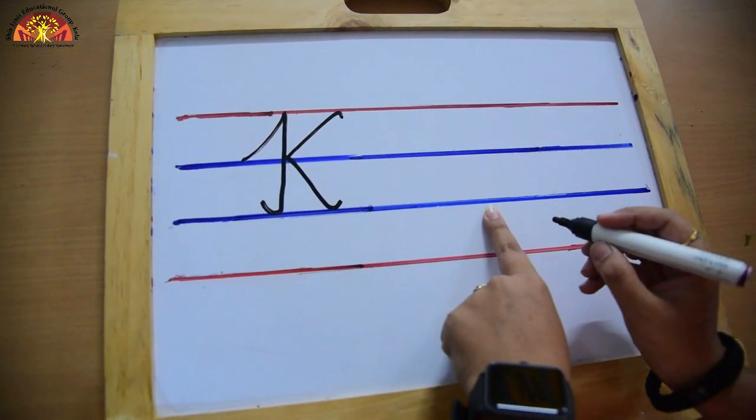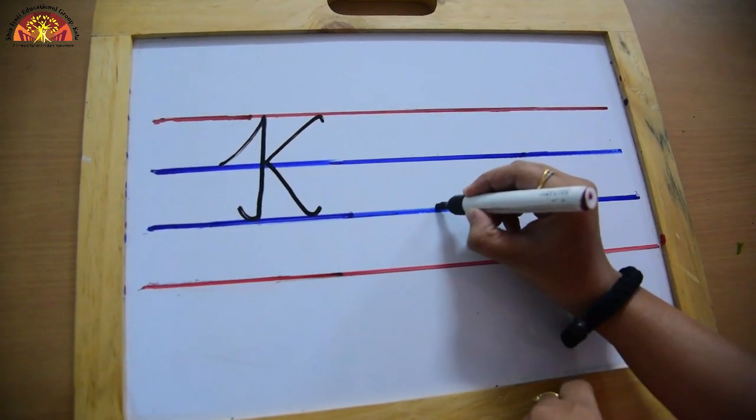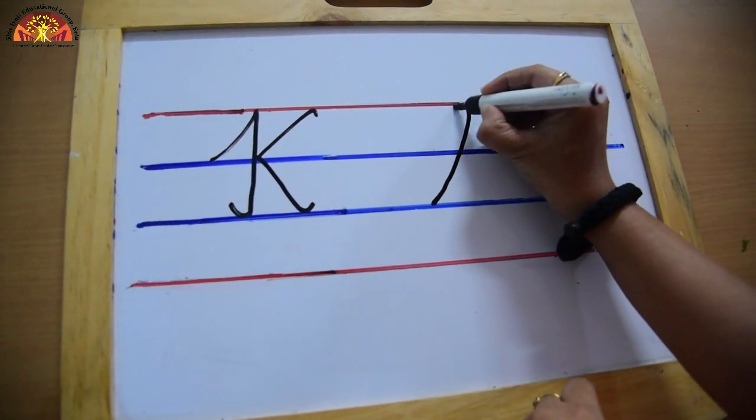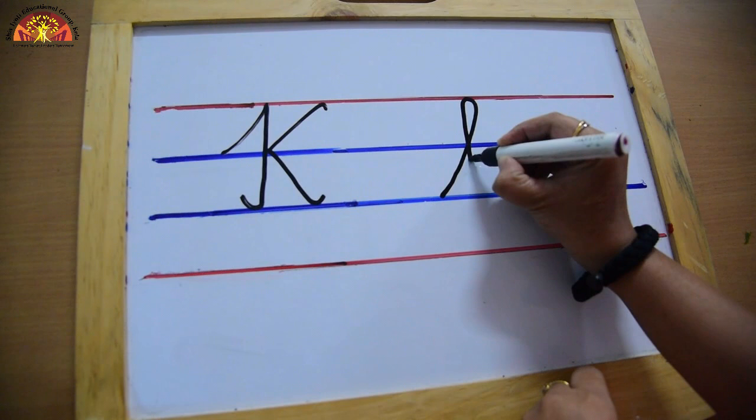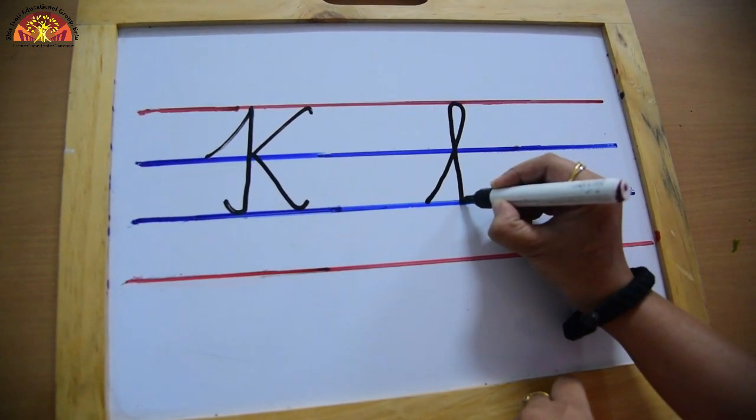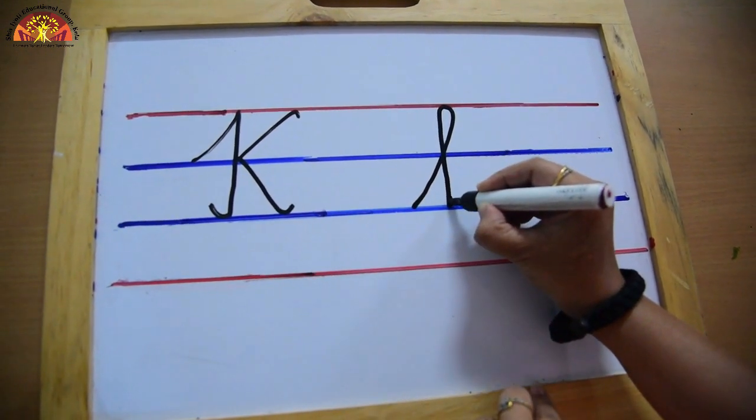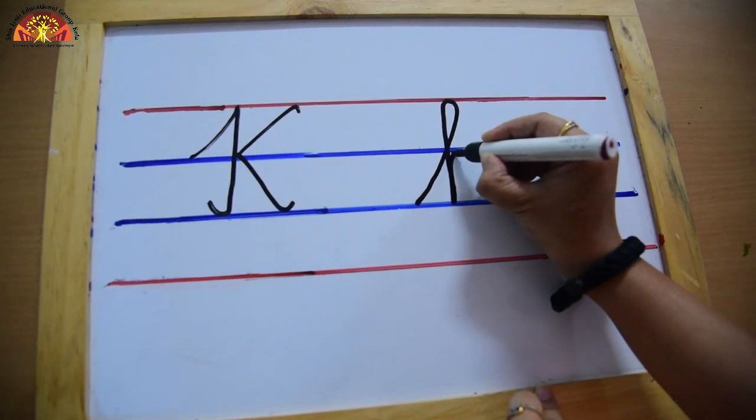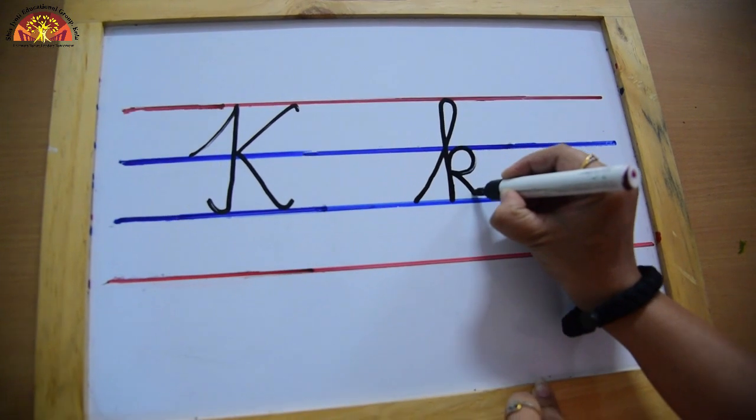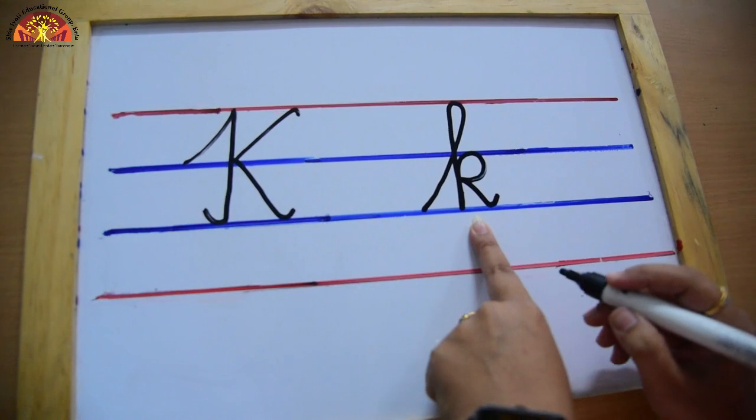Now we will draw small cursive K. So put the pencil on third line, draw slanting line, touch the first line, loop, standing line, touch the third line, and now we will draw small curve and slanting line between the second and third line. So moving up with same line, small curve and slanting line, touch the third line and turn. This is small cursive K.